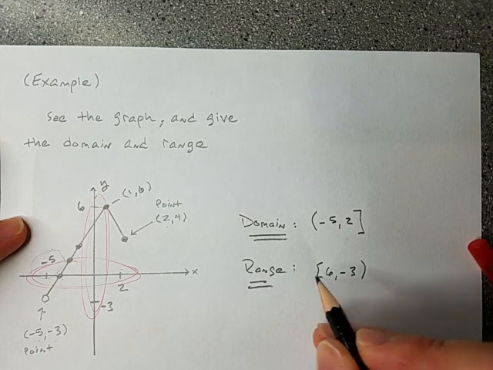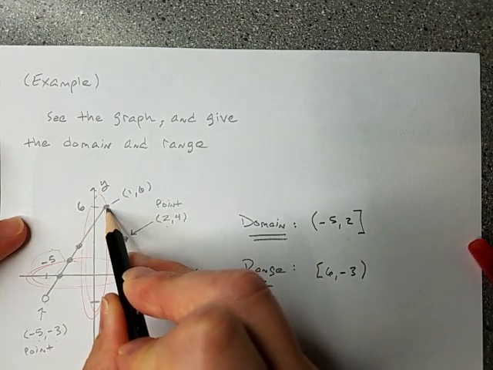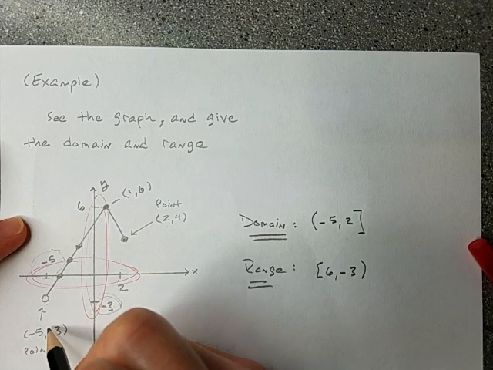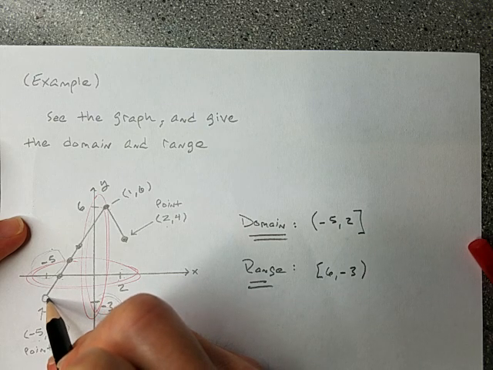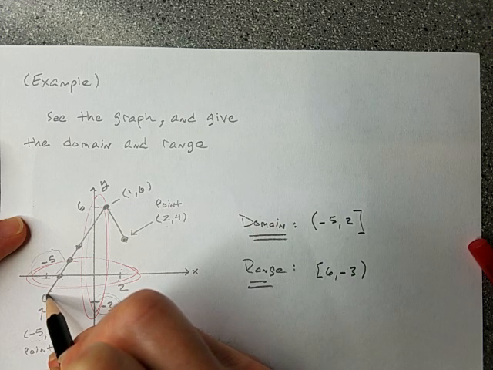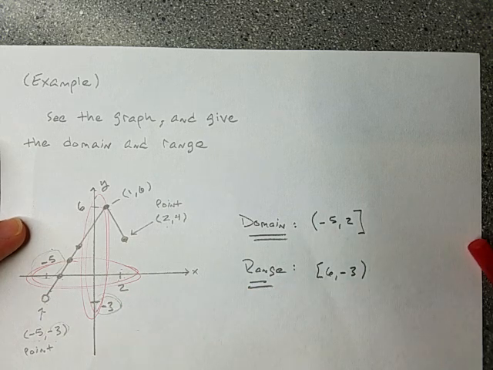We want to include the 6, right? Because that point's there. This point where y is -3 is not. It goes right up to like -2.9999999, but it doesn't quite get all the way down to -3.